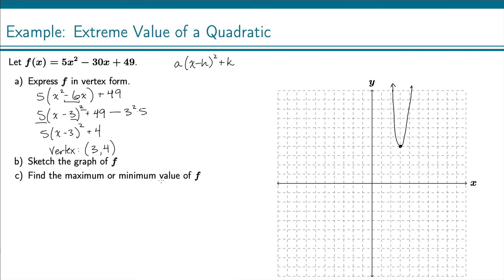And then the maximum or minimum value of f. Now we see, well, a was positive, so it's opening upward. That means we have a minimum. And the minimum value of f is the y value of the vertex, which in this case is 4. And it occurs at x equals 3, the x coordinate of the vertex.